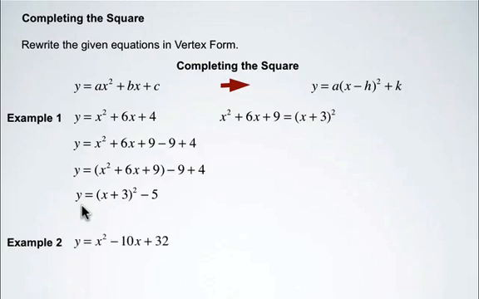Let's look at another example. y equals x squared minus 10x plus 32. What is the corresponding trinomial that is a perfect square? Look at these first two terms. The perfect square trinomial that uses these first two terms is this: x squared minus 10x plus 25. When we factor this, we get x minus 5 squared.